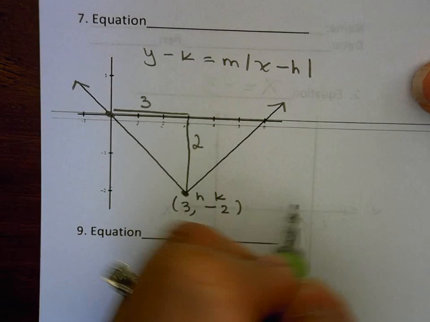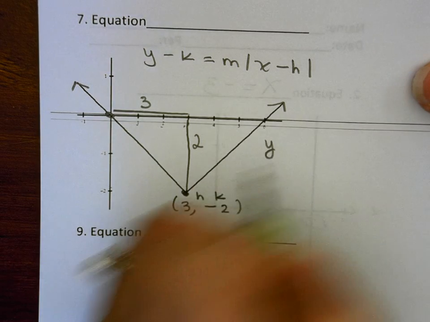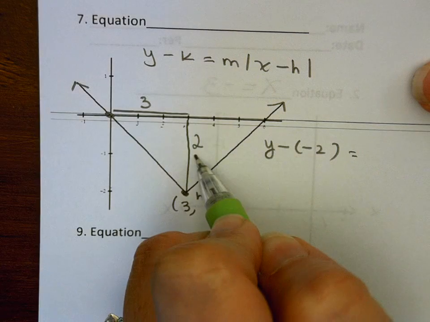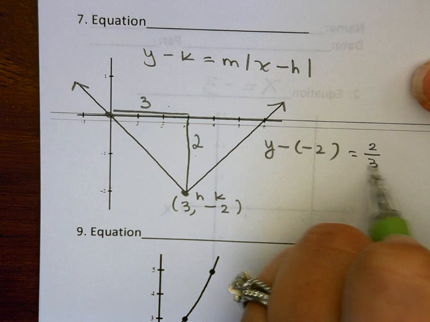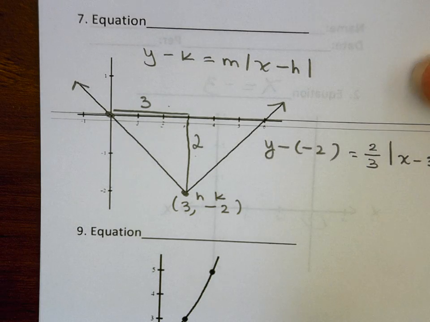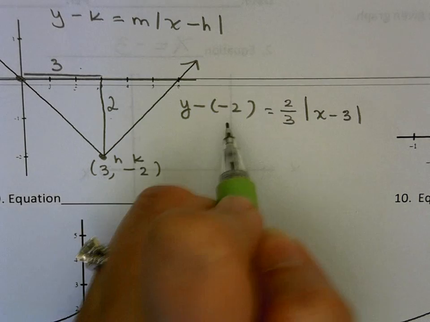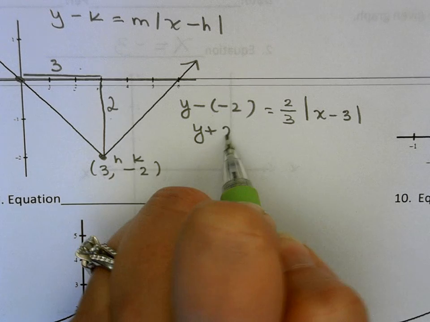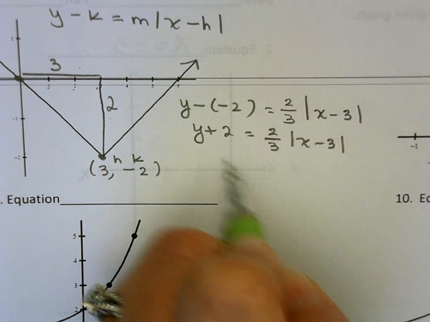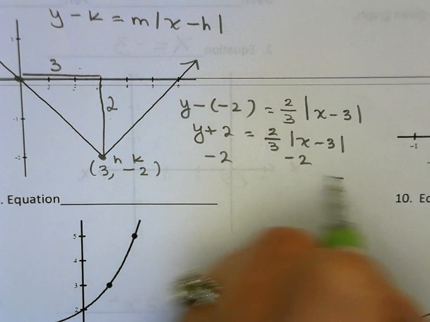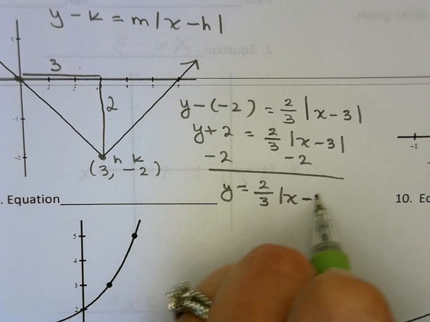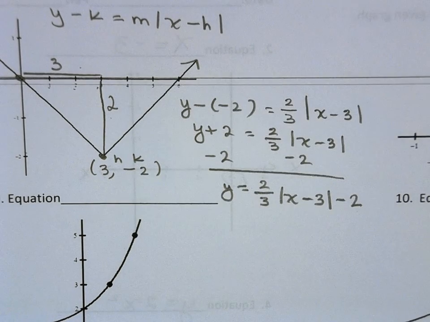So I would have y minus k, which is -2, equals, and then rise over run, absolute value of x minus h, which is 3. This double negative is a positive. And then I'm going to subtract 2. And then that would be my equation.